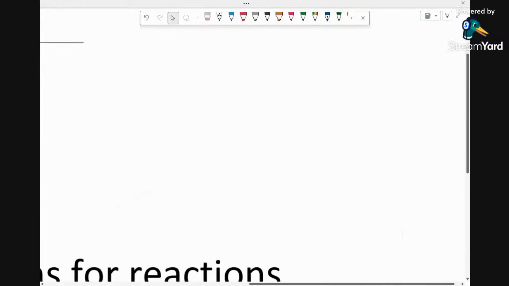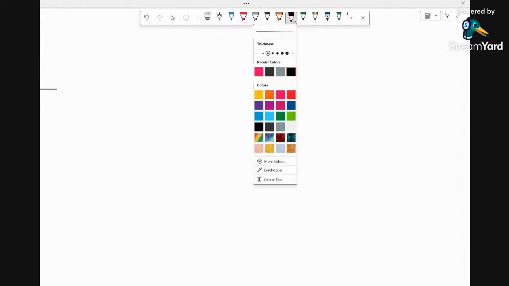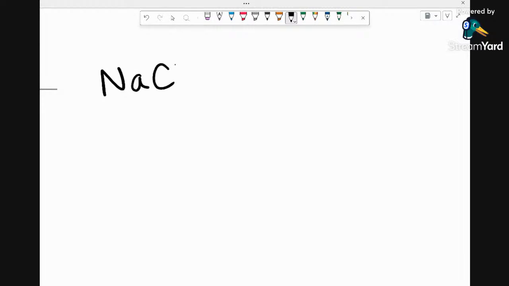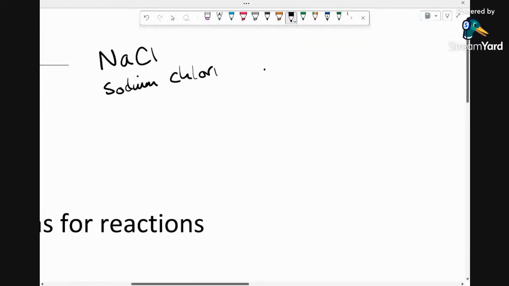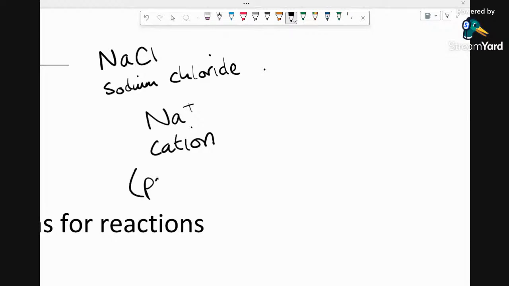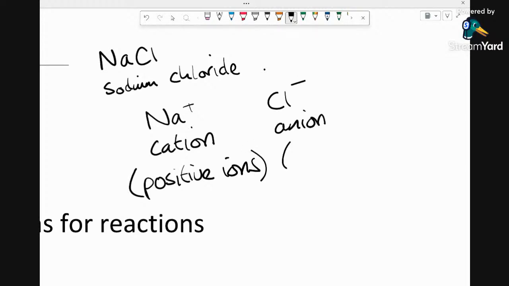So cations. In certain things like household salt, sodium chloride, it's nice to write down the name. Sodium chloride is actually made of 2 parts. It's made from Na+ cations, and cations are positive ions. It is also made from chloride anions, and it's nice to see the change in the name. Anions are negative ions.